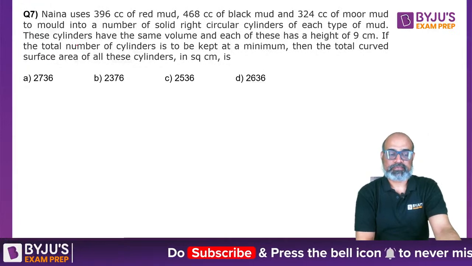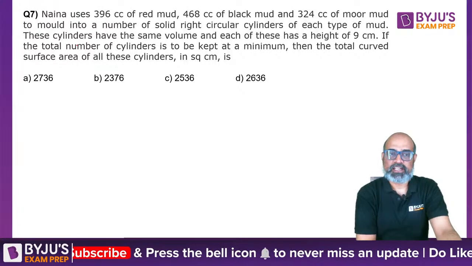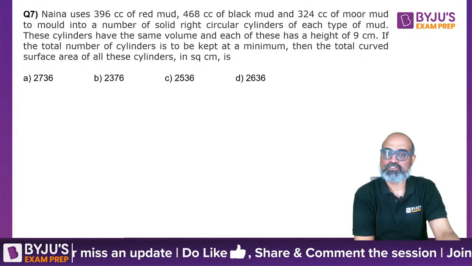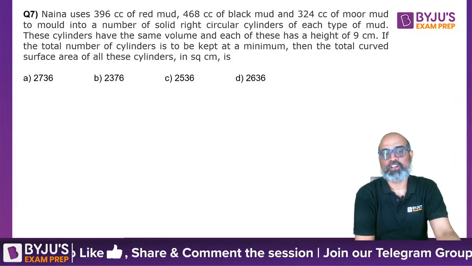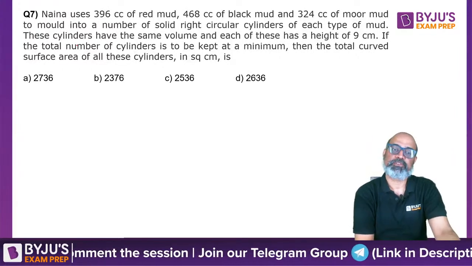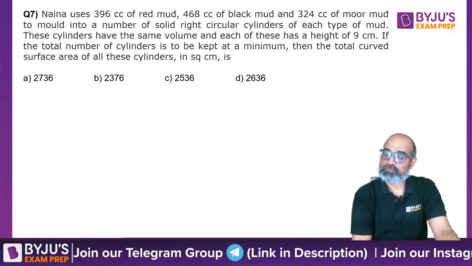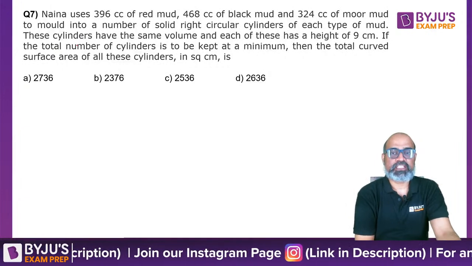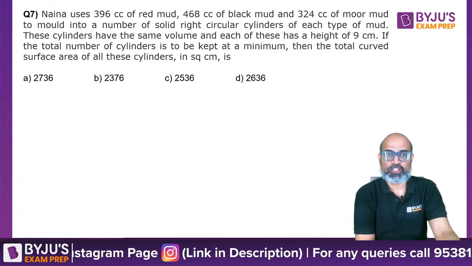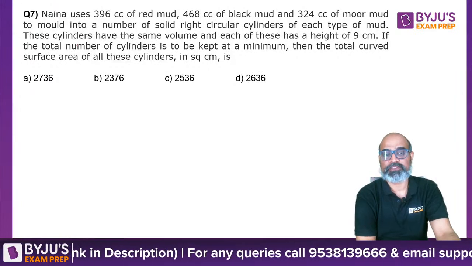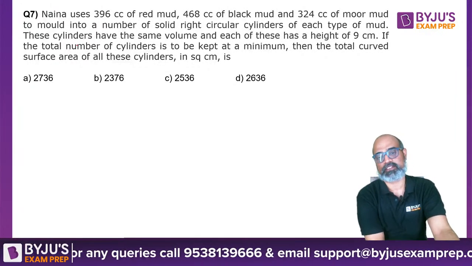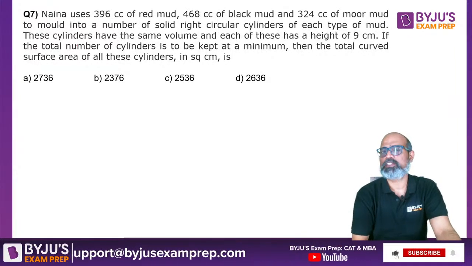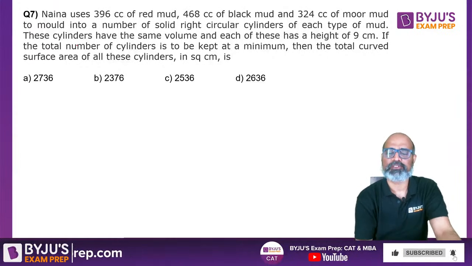Question number 7. Nana uses 396 cc of red mud, 468 cc of black mud, and 324 cc of moor mud to mold into a number of solid right circular cylinders of each type of mud. These cylinders have the same volume, and each of these has a height of 9 centimeter. If the total number of cylinders is to be kept at a minimum, then the total curved surface area of all these cylinders is. So it is a question based on HCF LCM, along with a bit of mensuration, because you have to calculate curved surface area.